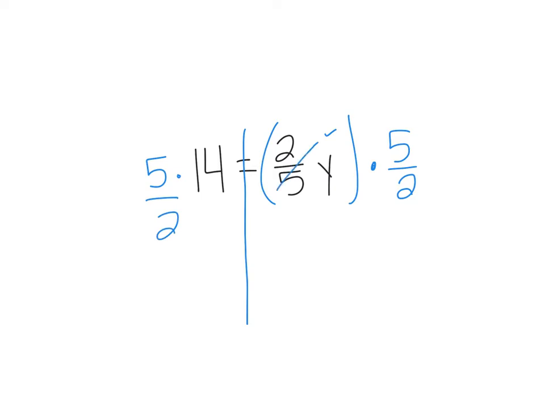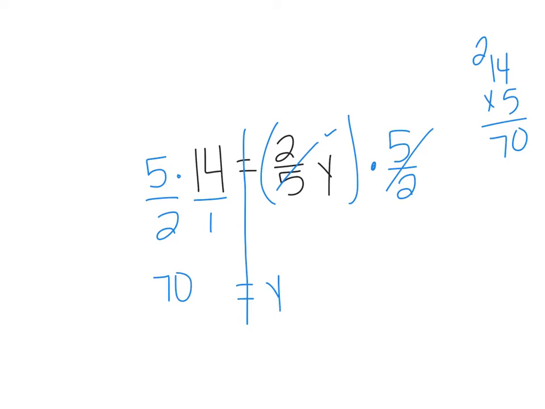So the 2/5 times 5/2, they're reciprocals, and when you multiply something by its reciprocal, you get 1. So it's going to leave us with y equals whatever 5/2 times 14 is. So we'll put 14/1, and we got to multiply our numerators. 14 times 5 is 70 over 2. And we know that 70 divided by 2 is 35. So we know that y equals 35.